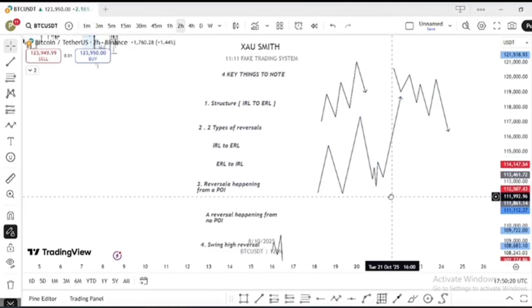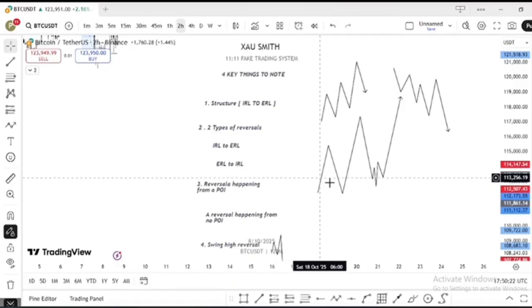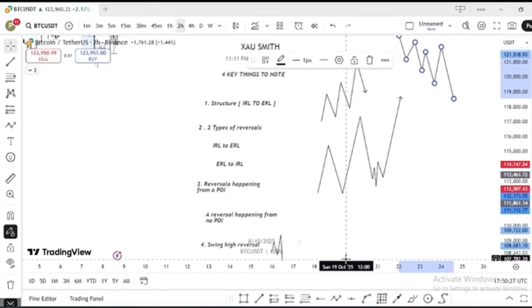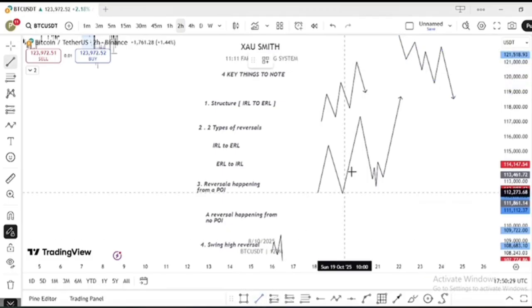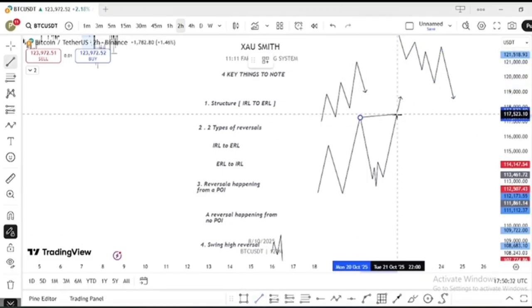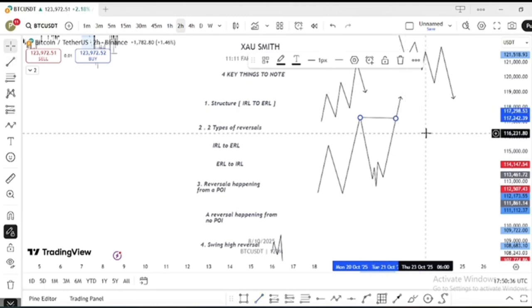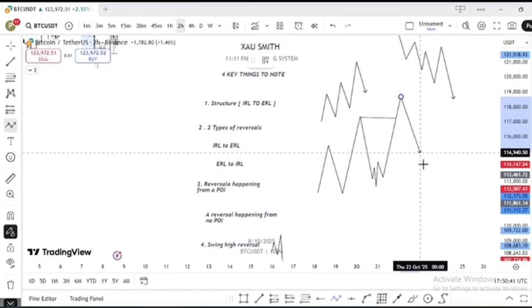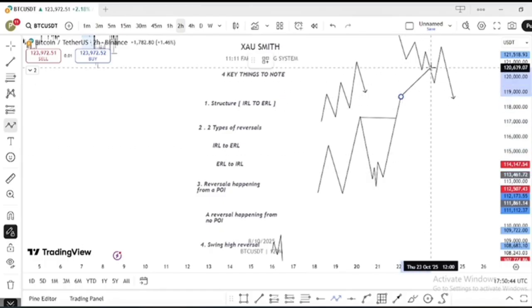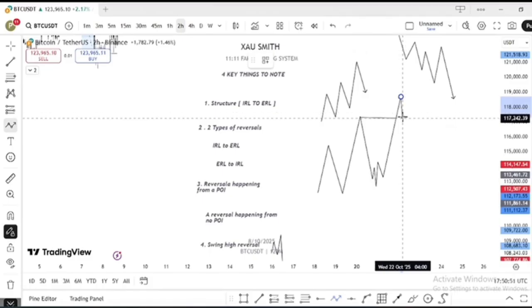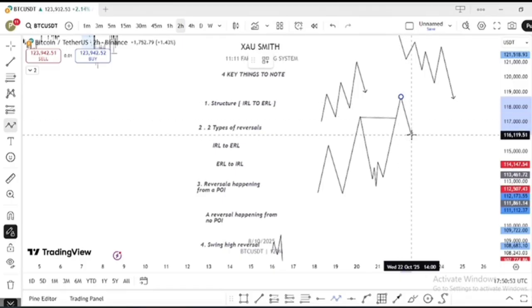And also the external range liquidity to internal range liquidity. Also know that when the market takes out this external range liquidity, the market will not keep moving to the upside. It will need to pull back into an internal range liquidity before it continues. So this kind of reversal is also called external range liquidity to internal, because the market is now pulling back from an external range liquidity to an internal range liquidity.